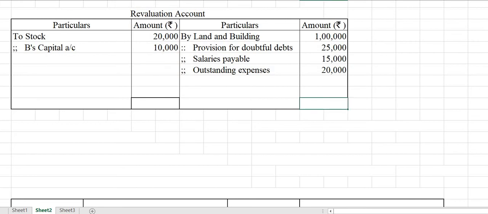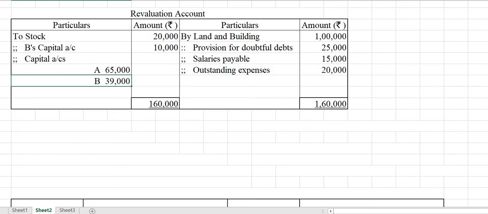Now we have to find out the total. Which side is more? Credit side is more, 1,60,000. And that same amount we will write in the debit side, and we will find out the balance. So the balance we will write as To Partners' Capital Account. For A, how much? It will be shared in the old ratio, that means 5:3:2. So for A 65,000, B 39,000, and C 26,000. Total profit 1,30,000. Revaluation profit. Is it clear?